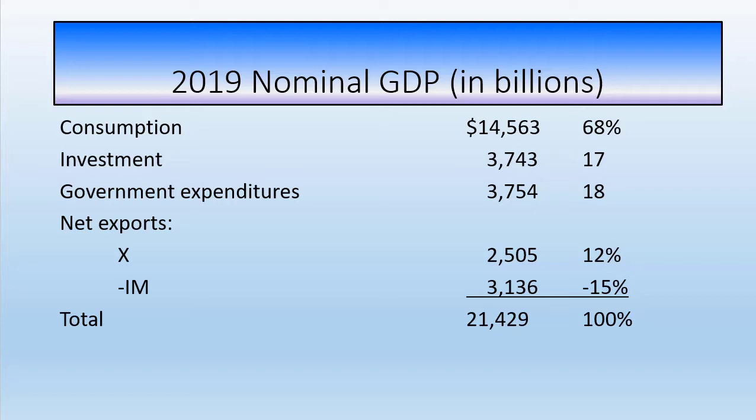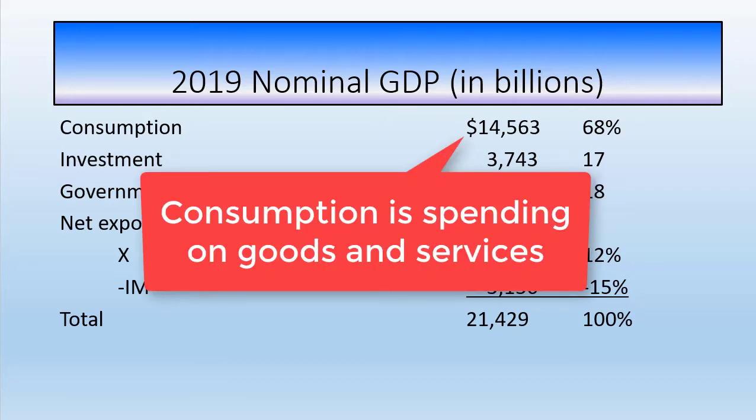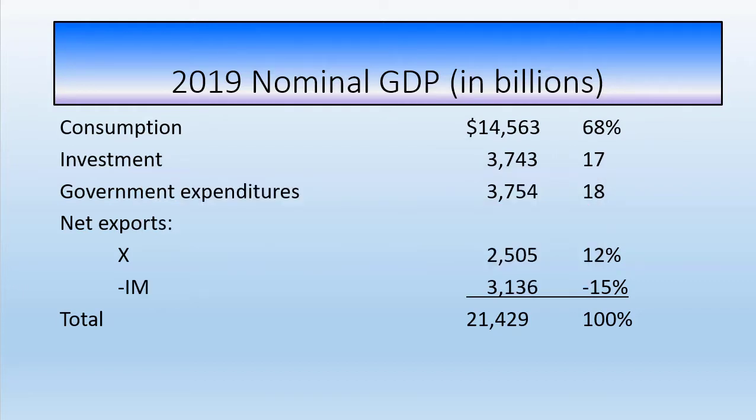So in 2019, how much consumption was there? Well, there was about $14.5 trillion. So these numbers are in billions, and it's 14.5 trillion for consumption. That's 68% of GDP. Consumption is probably the most stable component that you're looking at here on this slide. It's relatively smooth. It represents the consumption of goods and services by individuals like you and I. So it's goods and it's services.